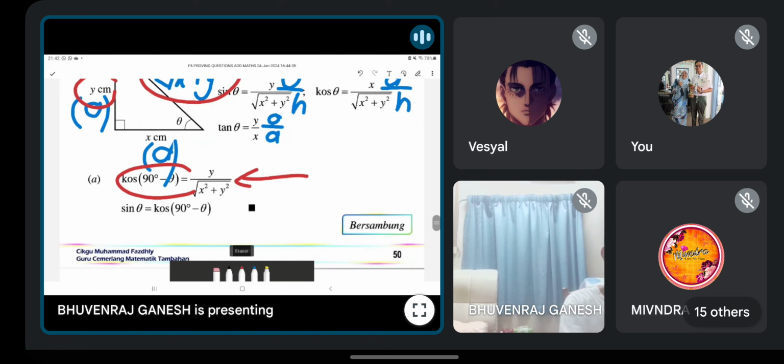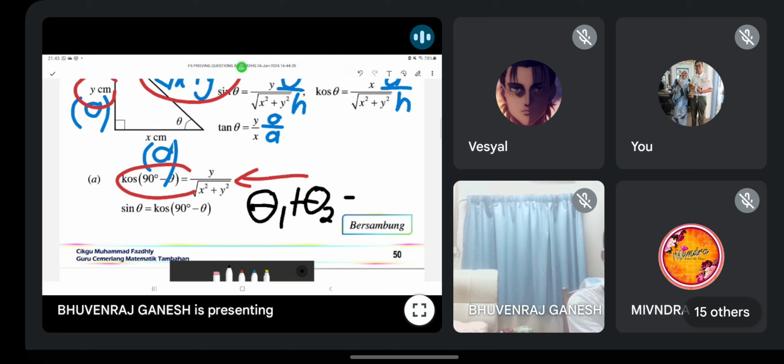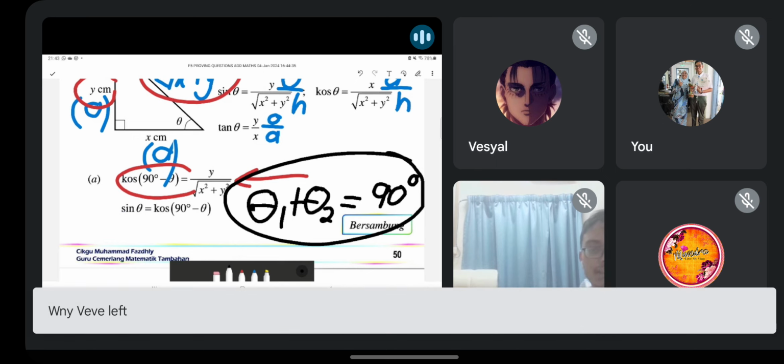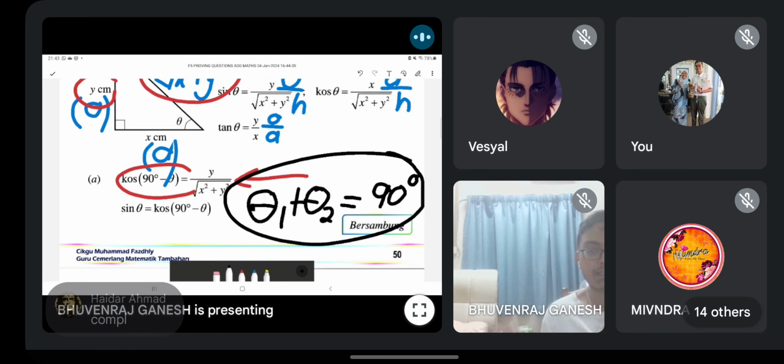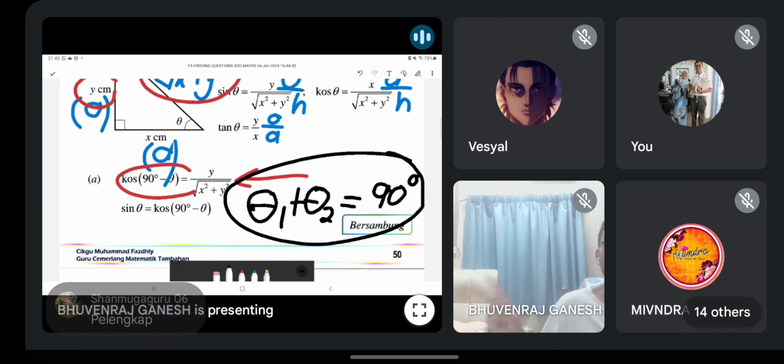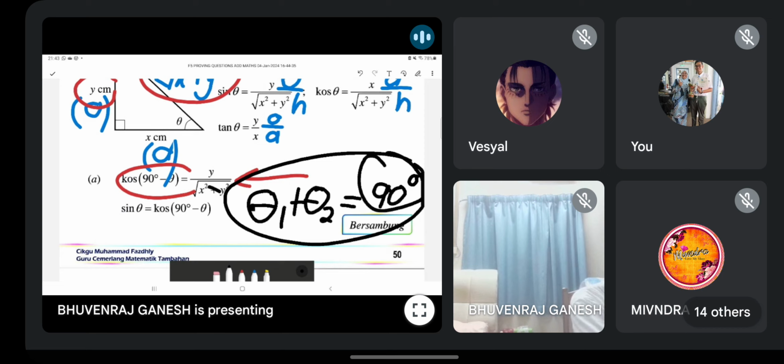Okay, so guys, all you must know is, can anyone recall, if two angles add up to 90, what is the name for this kind of angle? Anyone know? Yes, complementary angle. Remember, ya, pelengkap. They complement each other. Complementary means 90. That's why you can see 90 minus theta. If one is theta, the other one is 90 minus theta. Then when you add these two, you get a total of 90. This is what complementary angle means.